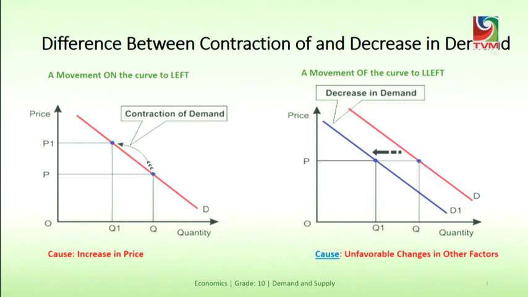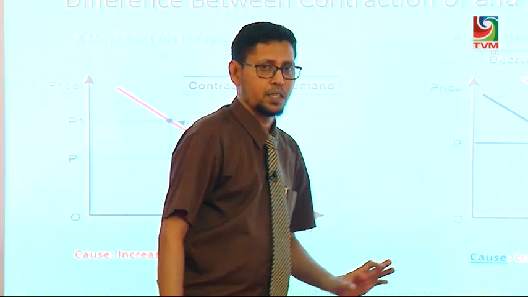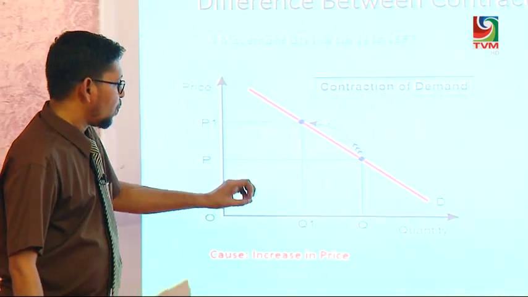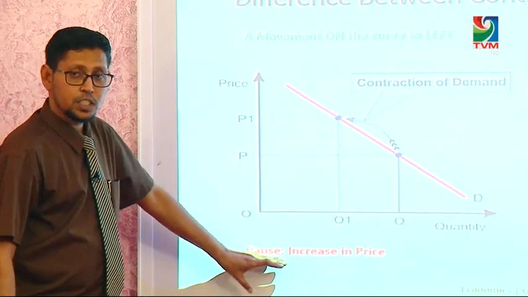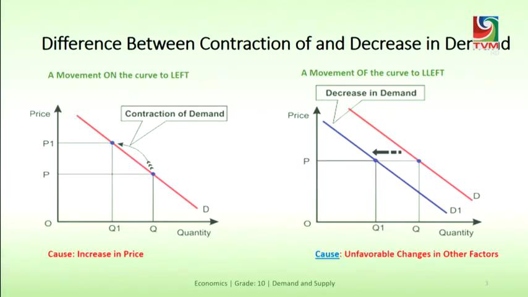Now let's see the contraction and decrease in demand. Here the contraction occurs, once again, the cause is only the price. Due to the price increase, the demand contracts from Q to Q1. There is a movement along the demand curve to the left.